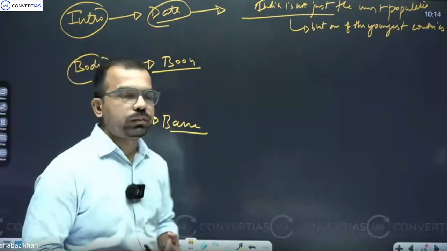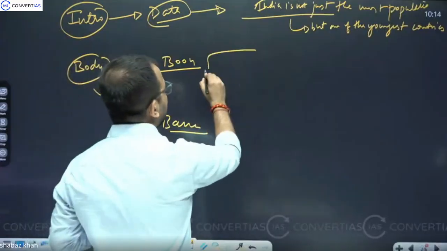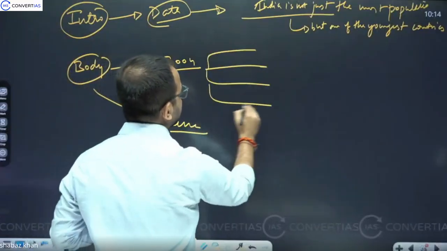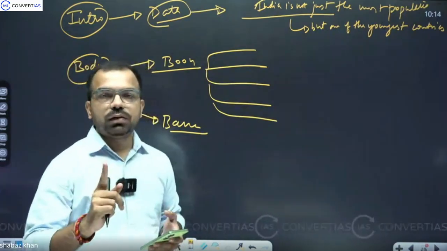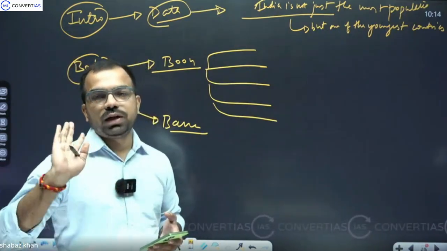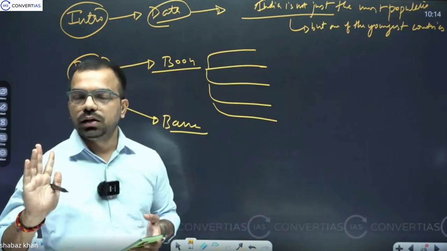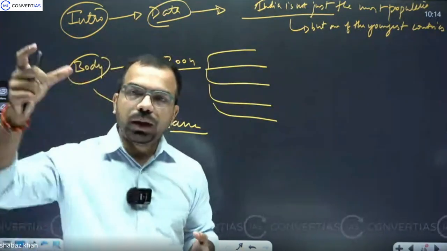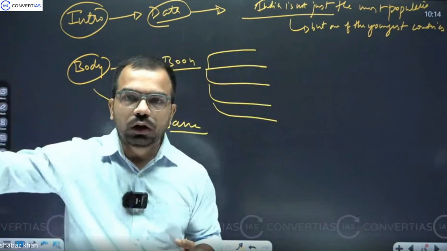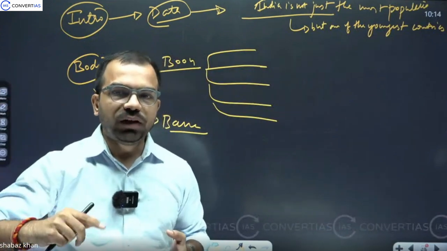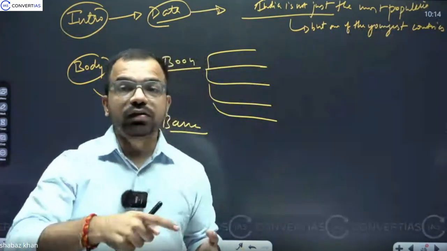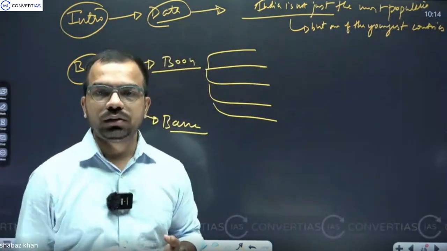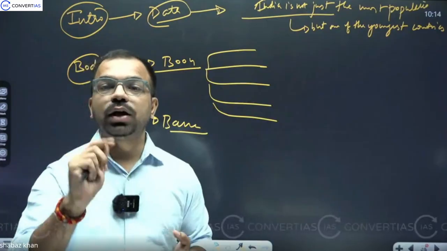Now, boon. How is it a positive thing? If you start with demographic dividend, I am going to be very unhappy. Okay, because you are using a macro term which includes a lot of things. Using it in the beginning kills the scope of writing more arguments.